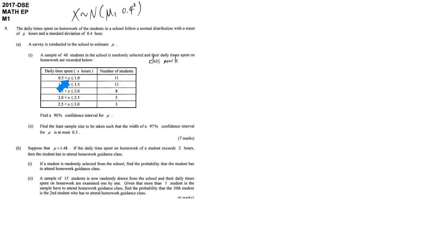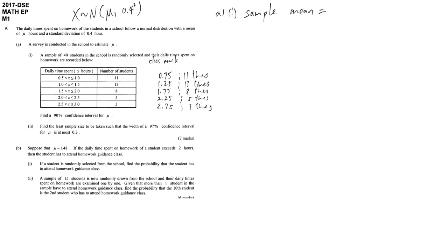The midpoint between 0.5 and 1 is 0.75. That means 0.75 appears 11 times. Similarly, 1.25 appears 13 times. Then we use our calculator to get the sample mean. It's 1.45 hours. And we have to know more about the sample mean distribution.